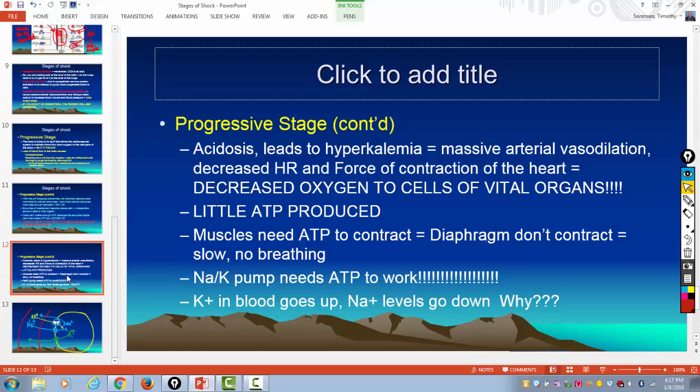And you know that high levels of potassium will decrease your heart rate and the force of contraction of your heart. So now your heart rate slows, your blood pressure drops even more because of the dilation, and now you can send less oxygen to the cells of the body. So you produce a little ATP. Muscles need ATP to contract, right? Diaphragm's a muscle, so your breathing begins to slow, no breathing, and then our buddy, our pal, the sodium-potassium pump don't work. And when you get to this point, you are now in the it's over for you phase.